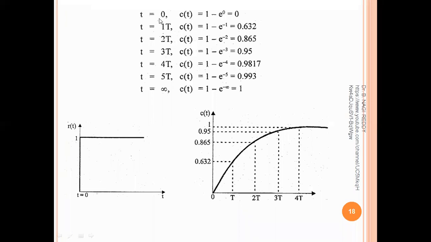So when t is equal to 0, substitute t equal to 0 in e power minus t by capital T. So minus t is 0, so the numerator is 0, then e power 0 will give 1. So 1 minus 1, we will get 0.